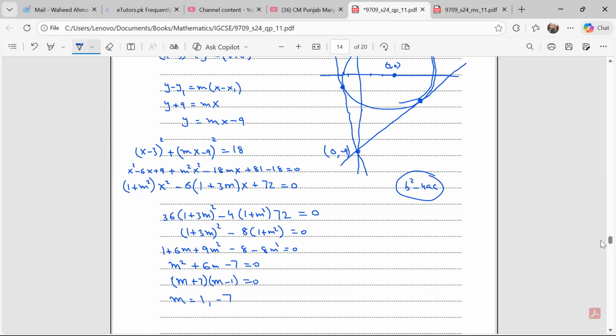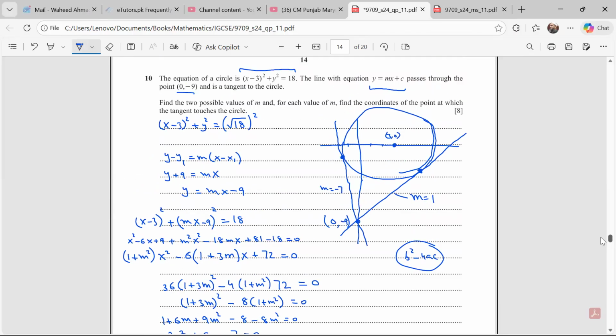Okay, interesting. So I can imagine that this line will have a slope m equal to 1, and this line is just much steeper and on the negative side, so it has a slope of negative 7. Okay, so we solved part of the problem where we were asked to find the slopes of the two lines, right? Find the two possible values of m. Okay, and for each value of m, find the coordinate of the point at which the tangent touches the circle.